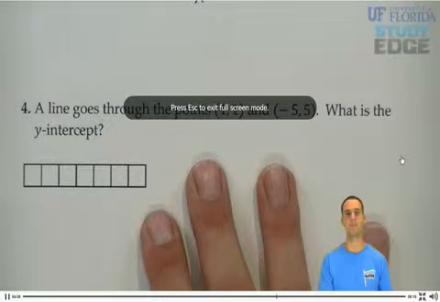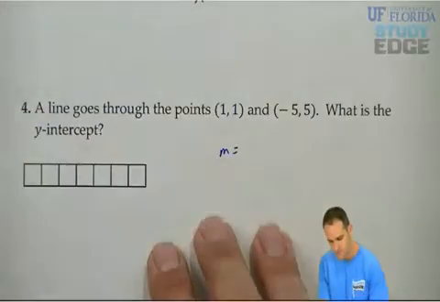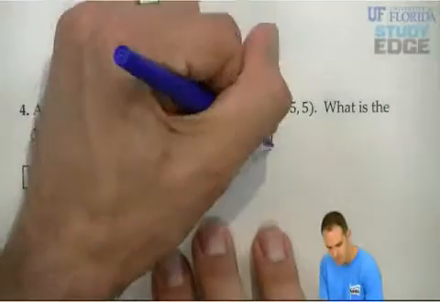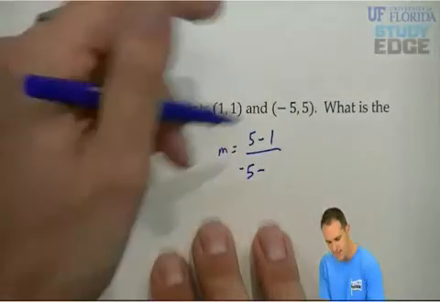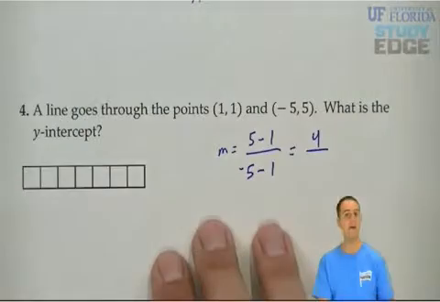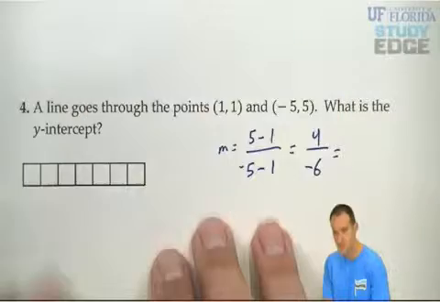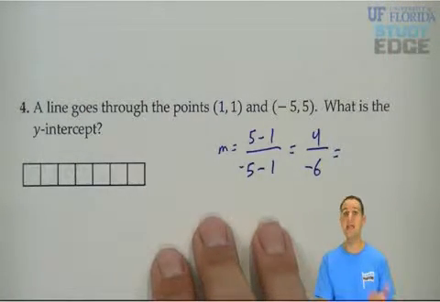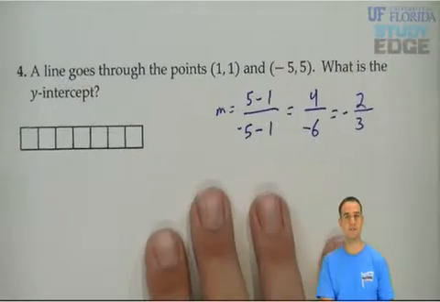Don't forget, bring it to the house on the EOC, baby. What is the y-intercept? So what do you have to find first with 2 points? The slope. y2 minus y1 divided by x2 minus x1. 5 minus 1 is 4. Negative 5 minus 1 more is negative 6. This fraction you can simplify. 4 and 6 have a common factor of 2, and that'll give you negative 2/3.